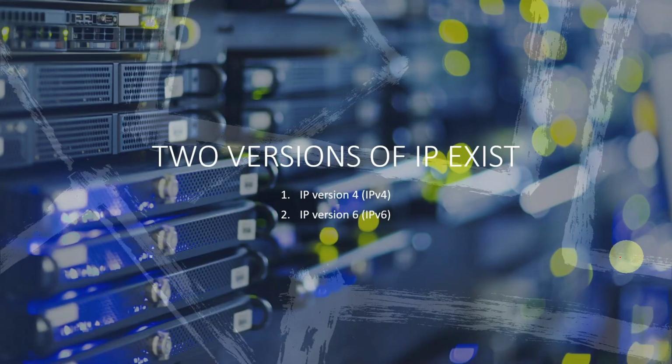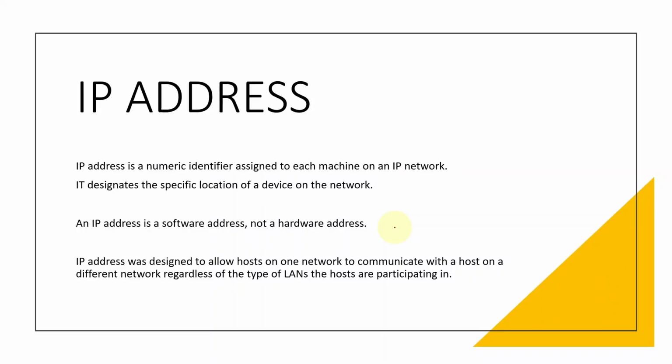In TCP and IP, we have versions, IP version 4 and IP version 6, okay? The main reason I'm giving you this is that later on, when we go on the computer, I'm going to show you guys. And this is how I put it for you to understand: an IP address is a software address. It's not the hardware address, okay?